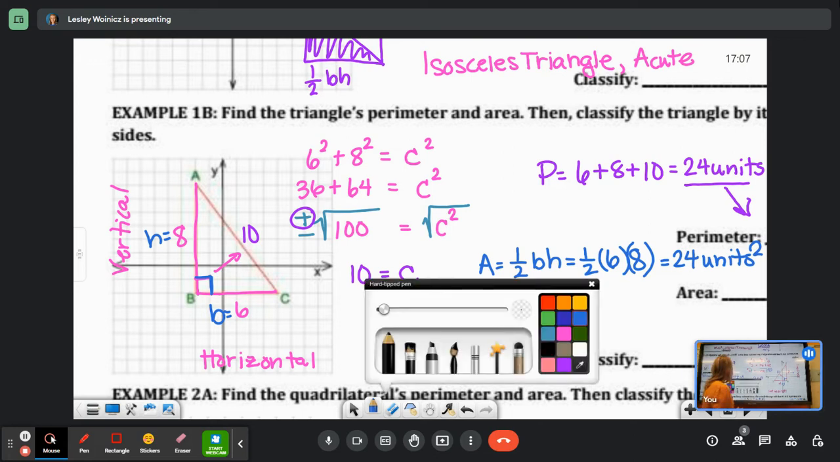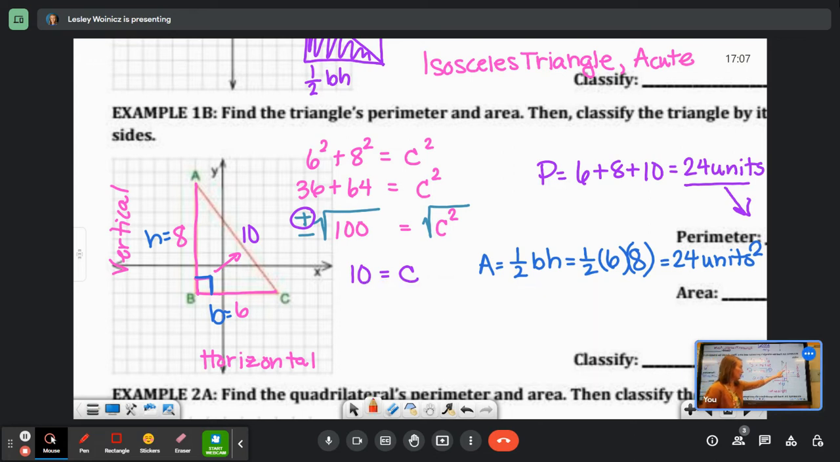Okay, we've been talking about this right angle in our triangle. So we know that this is a right triangle. Also, I hope you can tell that all three of these sides have a different length. Okay, so it's not equilateral, it's not isosceles, it is scalene.